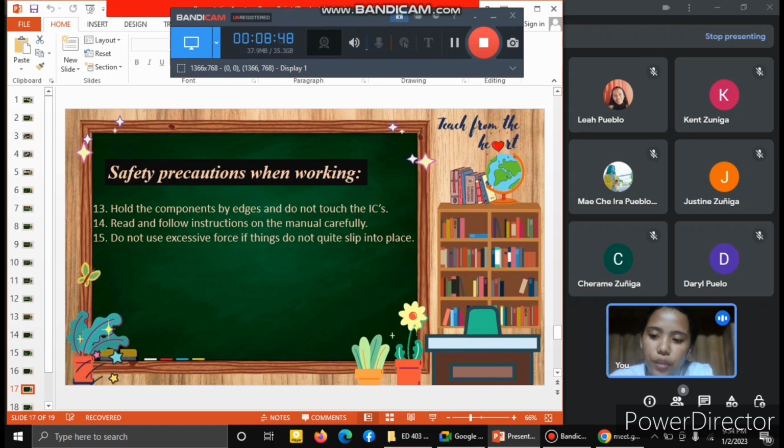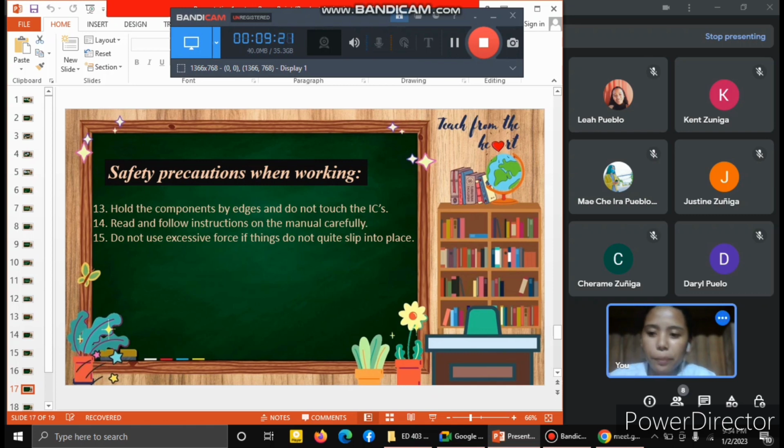And the number 14 is read and follow instructions on the manual carefully. Of course, before you are working or disassemble and assemble computers, you have to read and understand first the manual. And the last is do not use an excessive force if things do not quite slip into place. So it is understandable all the safety precautions when working.